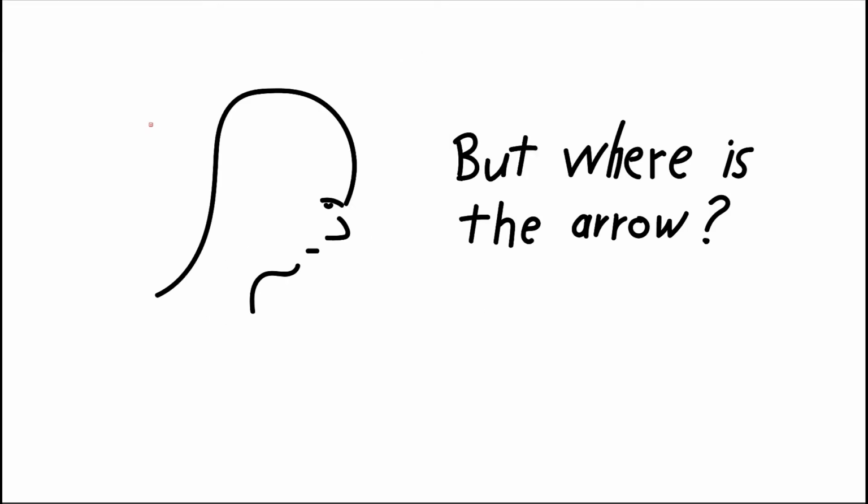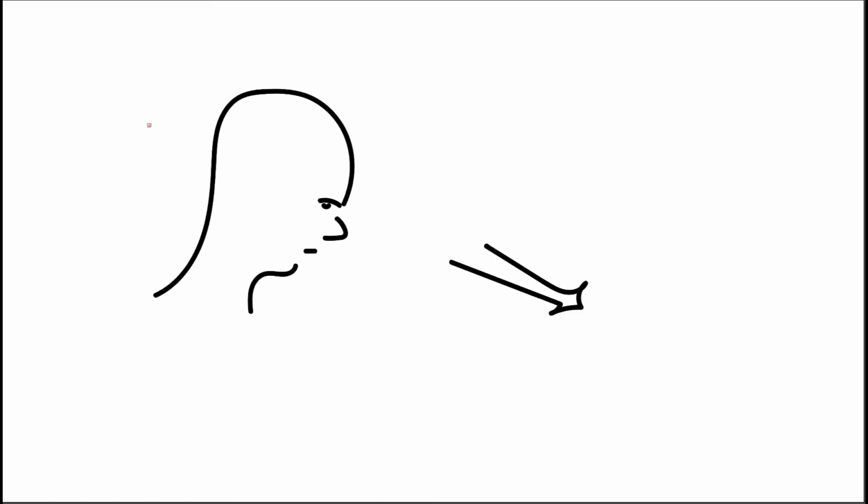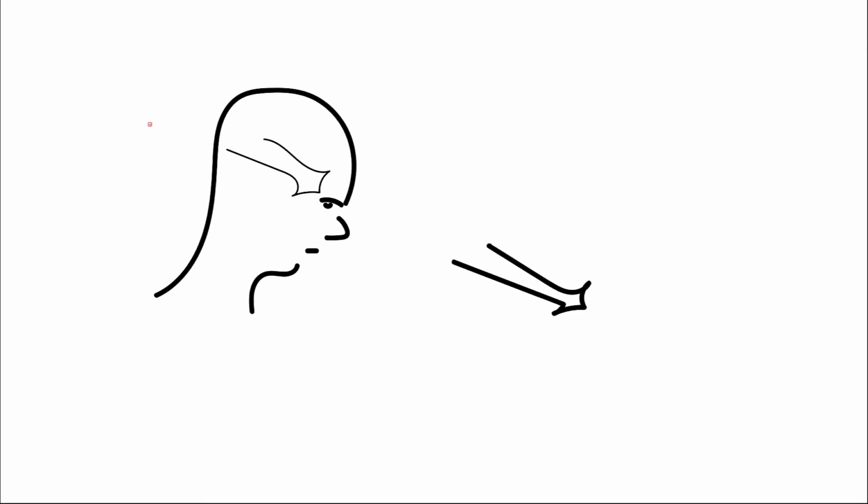But where is the arrow? You could imagine it to be in the real space in front of you, or in some place in your mind, or a mixture of the two, since imagination brings together reality and mental images.